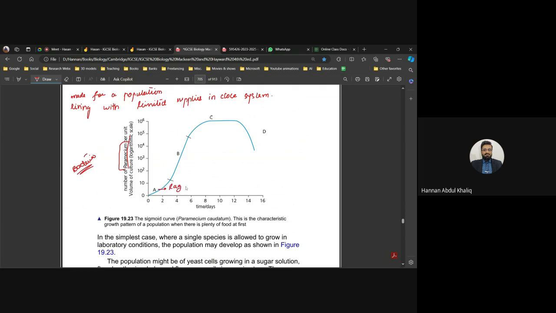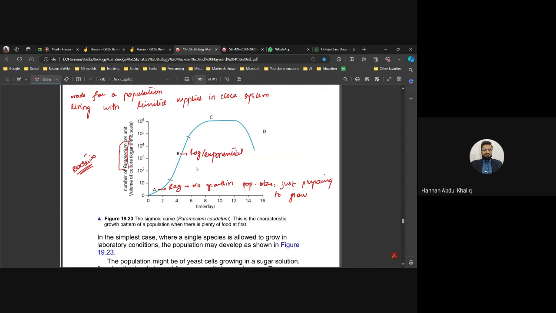Initially, the first phase is mostly called the lag phase. A lag phase means that there is no growth in population size, they are just preparing to grow, just like a cell performs before mitosis. Then B is called the log phase. In other words, it is also called the exponential phase.